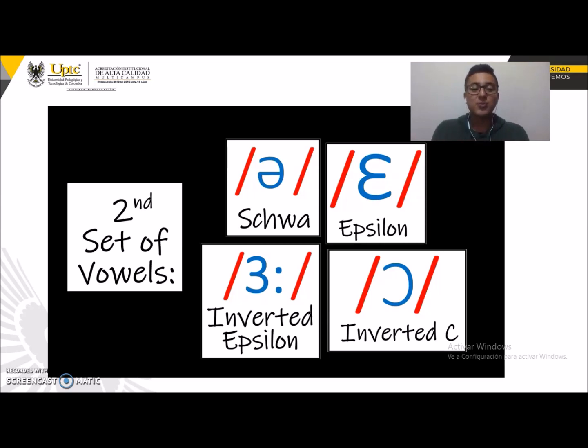Alright, so I think that's pretty much everything. This is the explanation about the second set of vowels, and I'll see you in class.